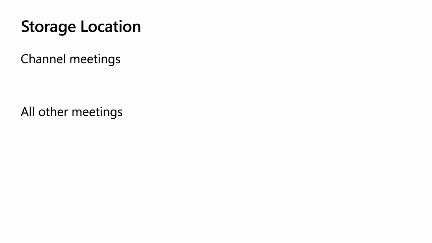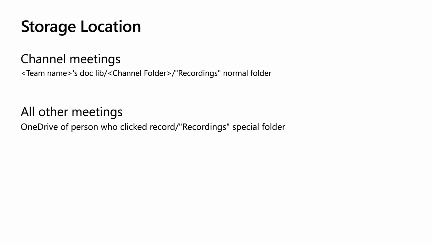The channel meeting recordings will be stored in a folder named Recordings under a folder with the channel's name inside the team's document library. For all other types of meetings, the recording will be stored in the OneDrive of the person who hits the record button under a special folder named Recordings. These recording files will consume existing OneDrive and SharePoint storage quotas.